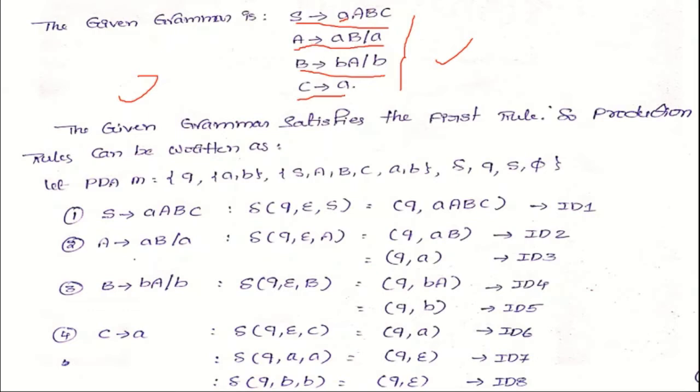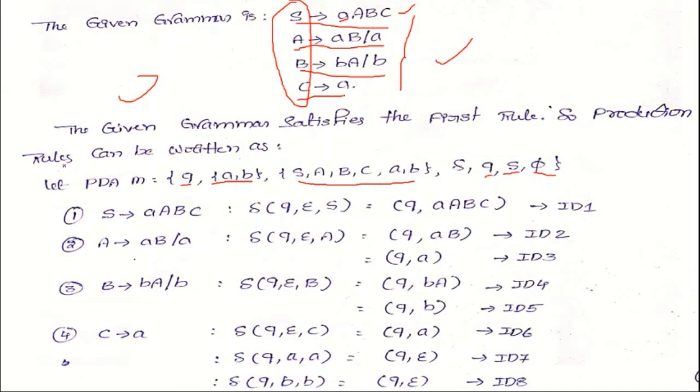Now we convert each and every production rule into PDA in the form of instantaneous descriptions. Let the PDA equal a tuple where the number of states is only one, that is q, the input symbols are a, b, and the stack symbols are all non-terminals S, A, B, C and terminals a, b. This is the transition function, q is the starting state, S is the starting symbol on the stack, and phi, since there is no final state.